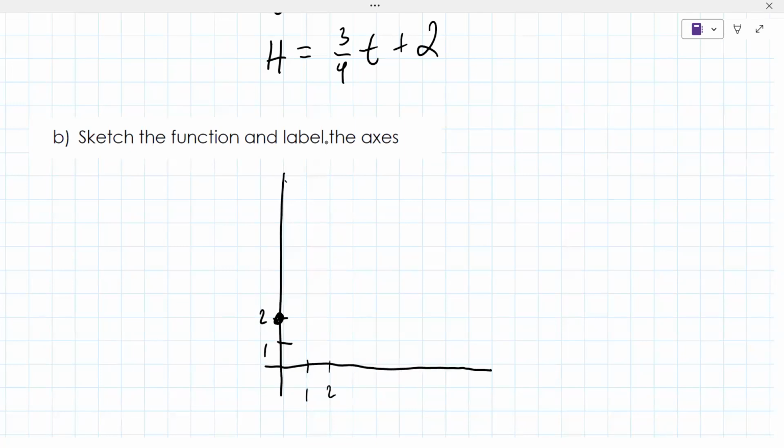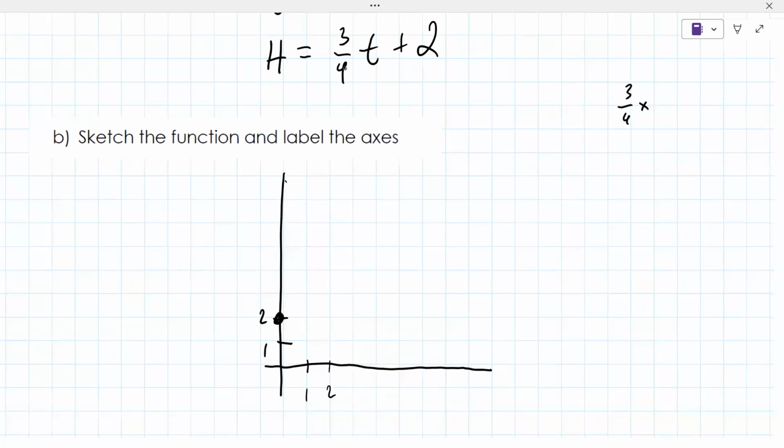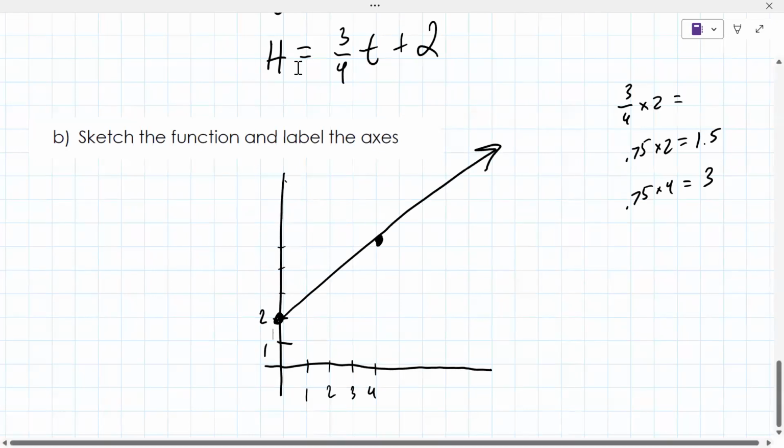So you might think of it as like, if you go up two years, it's 3/4 doubled. 3/4 times 2 is, well, maybe it's easier to look at it as a decimal. It's 1.5. Or 4 years, you go up 4 years, 0.75 times 4 is 3. So like 4 years, it goes from 2 to 5, 3, 4, 5, like that. So you probably need to use a ruler. You probably need to make this a little nicer than I did.